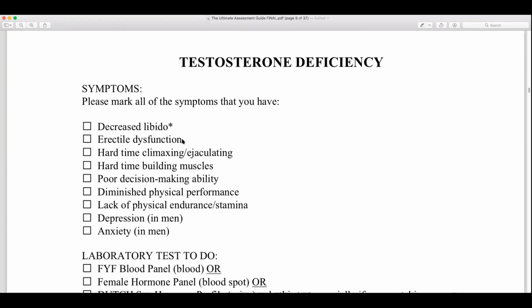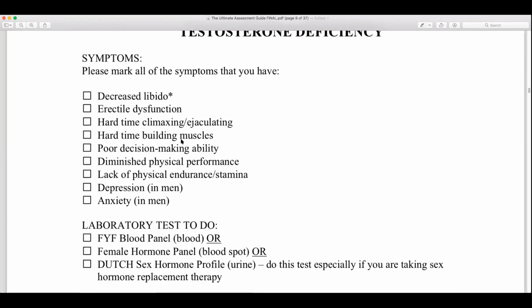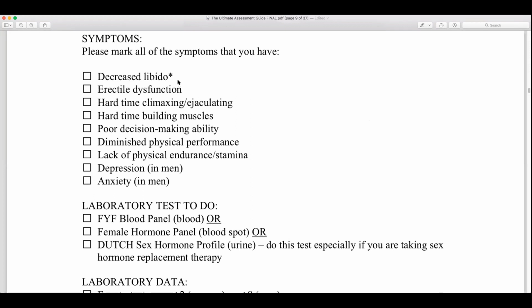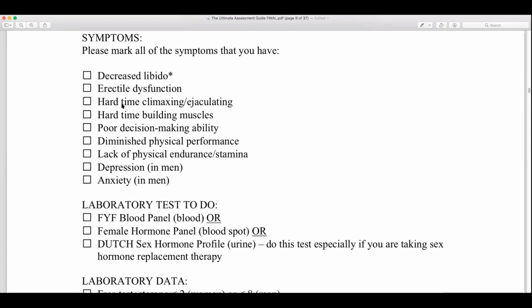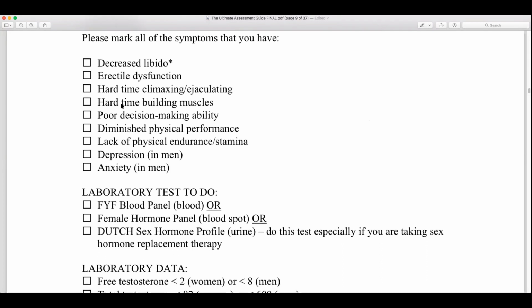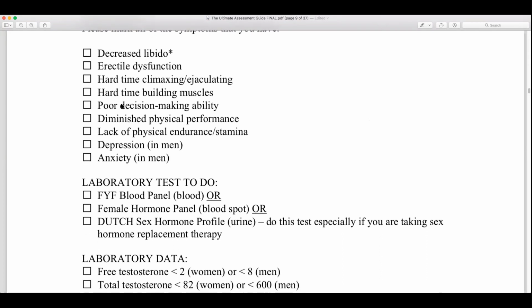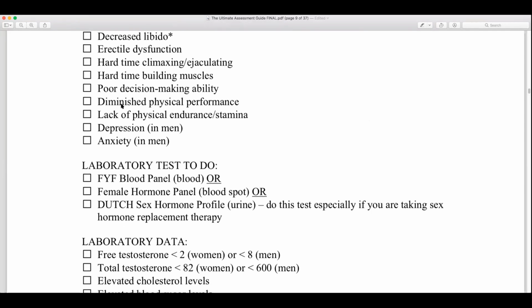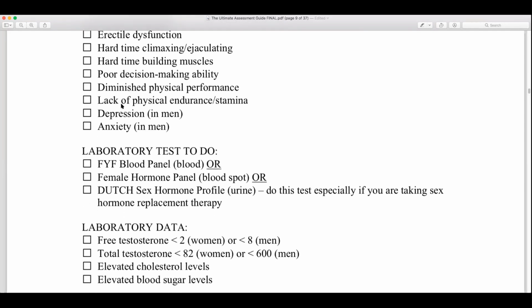So testosterone deficiency. These symptoms include decreased libido, erectile dysfunction in men, hard time climaxing in women or ejaculating in men, hard time building muscle, poor decision-making ability, diminished physical performance, lack of physical endurance or stamina, and then depression and anxiety in men.